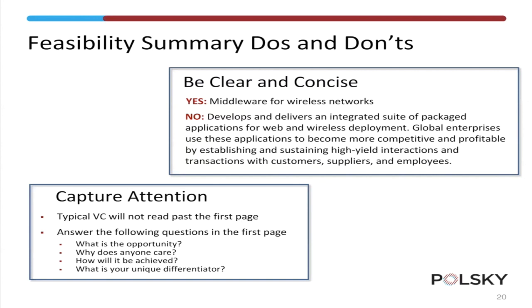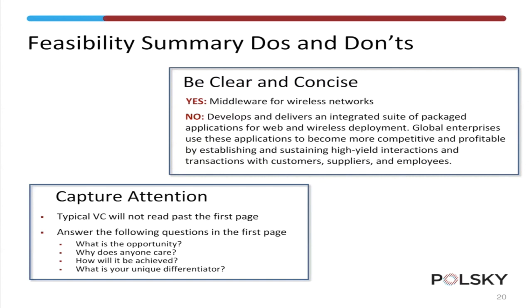Capture people's attention. The opening paragraph of your feasibility summary, or the first page of your feasibility summary, should tell me what is the opportunity here, what are you bringing to market, who is it for, why is it unique, why are you in the right position to do it, and what's your unique differentiator. That's your business opportunity, and you want to put that up front in sort of a summary paragraph.